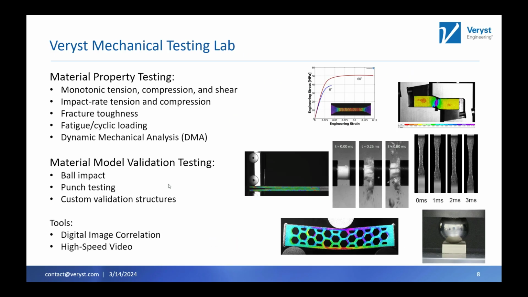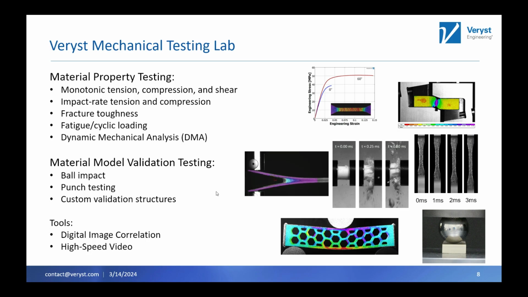In our mechanical testing lab, we do have what I would call conventional load frames to do things like tension, compression, and shear, as well as the impact rate, tension, and compression on our custom test equipment. Fracture toughness, obviously very of interest to the audience today, as well as dynamic mechanical analysis and a little bit of cyclic loading.